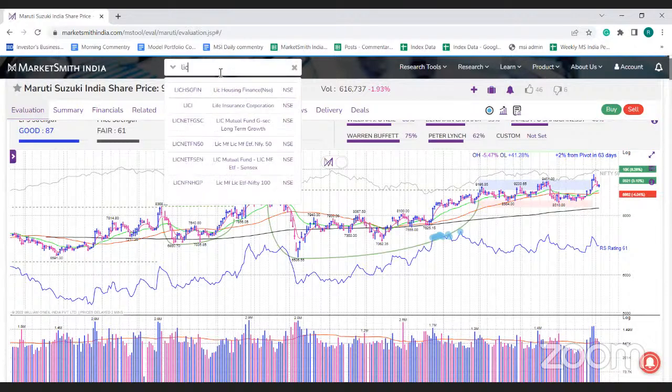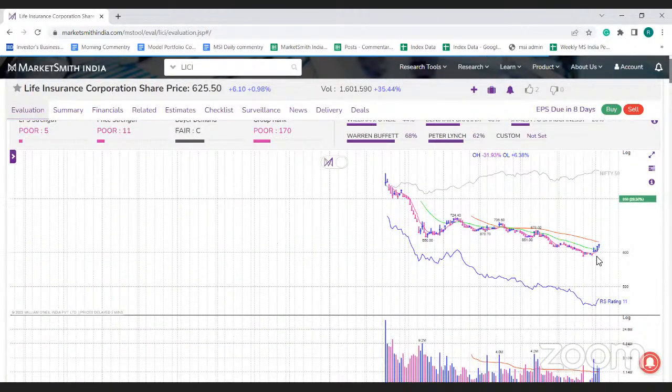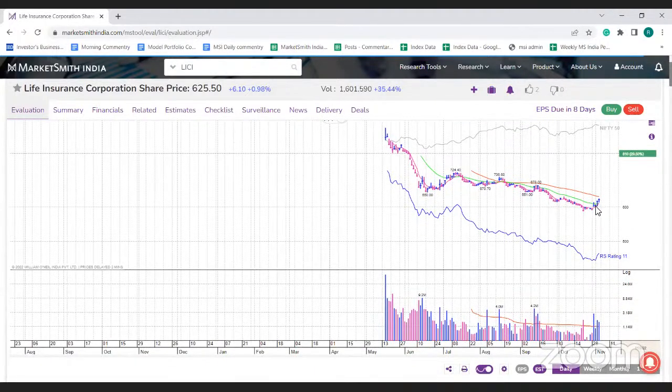So if you look at one other question that is on LIC, see, LIC has reclaimed its 21 DMA. The results are in 8 days. So if it reclaims its 50 DMA और यहाँ पे अगर base बनता है, then that will be an ideal situation to have this one in your watch list.